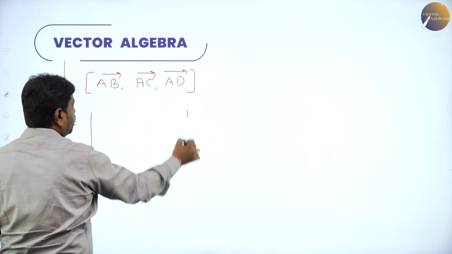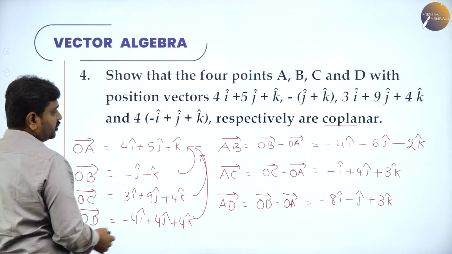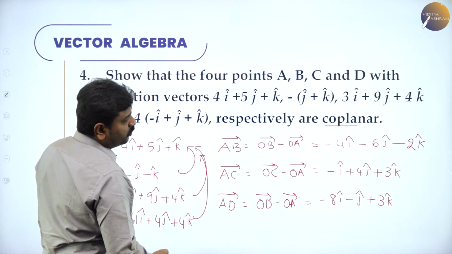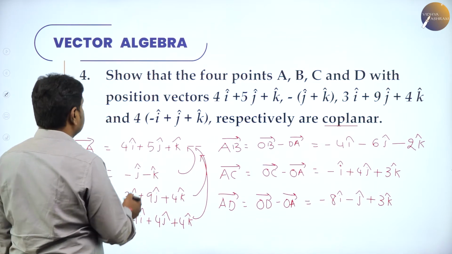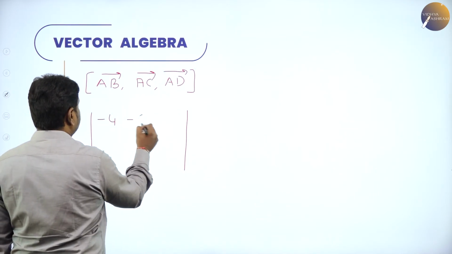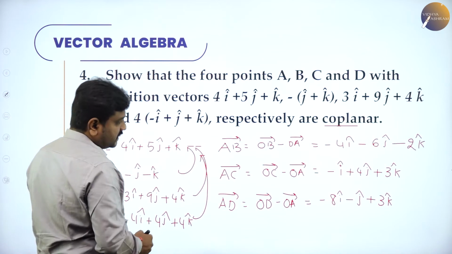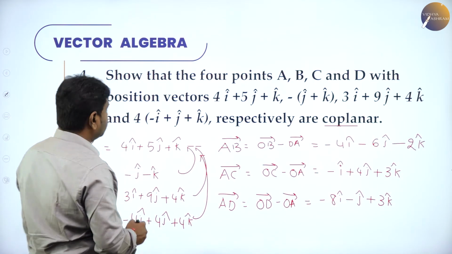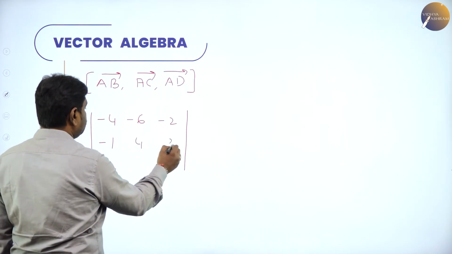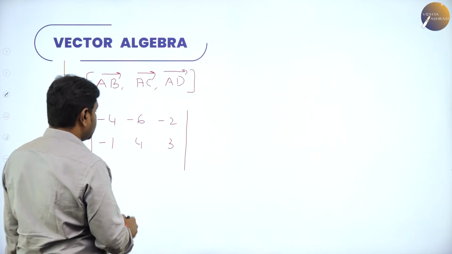How to find the box product? The determinant with the first row as vector AB, then AC, then AD. AB is what? Minus 4, minus 6, minus 2. AC is what? Minus 1, 4, 3. AD is what? Minus 8, minus 1, 3.